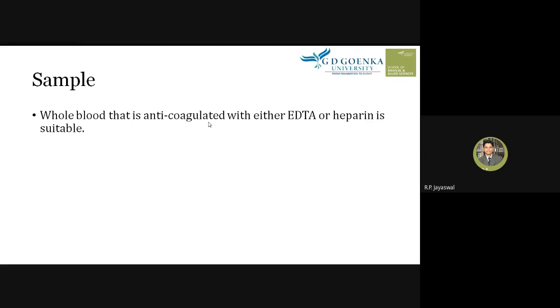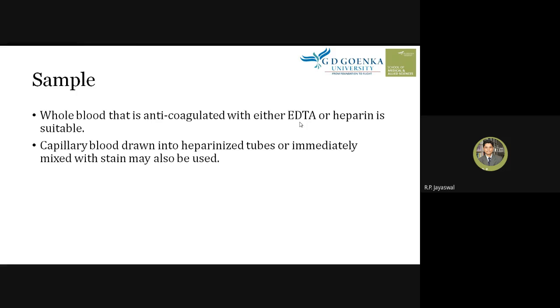What sample do we require for reticulocyte count? So we can take whole blood, that is anticoagulated blood, and we prefer EDTA or heparin as anticoagulant. We can also take capillary blood, and you can put it in the heparinized tubes, or immediately we can take the blood from the capillary and mix it with the stain and perform the procedure. Okay, the sample is a whole blood sample.